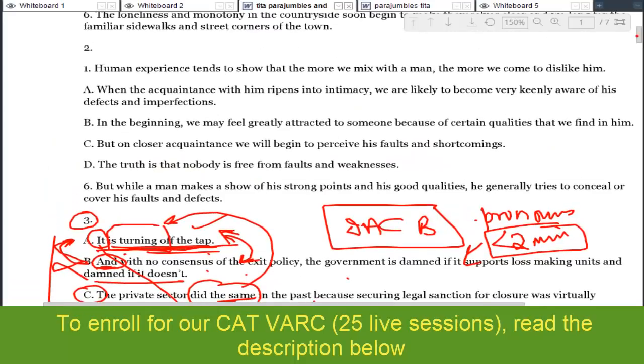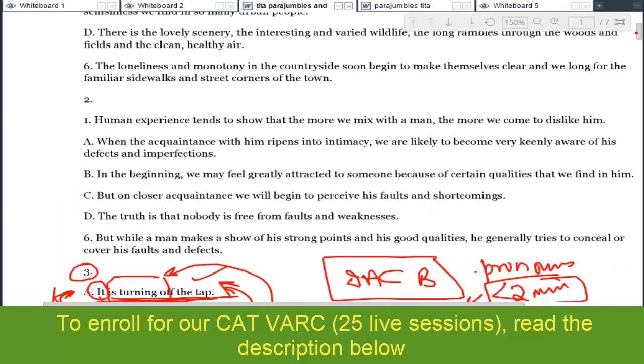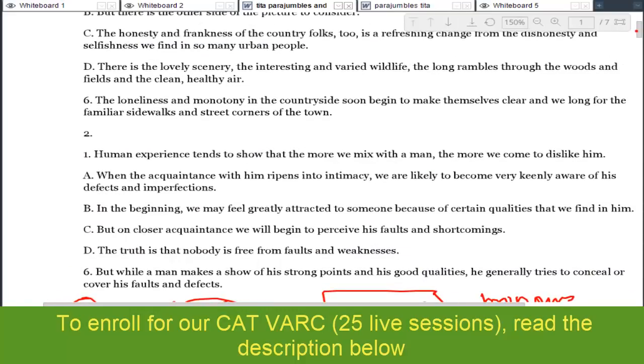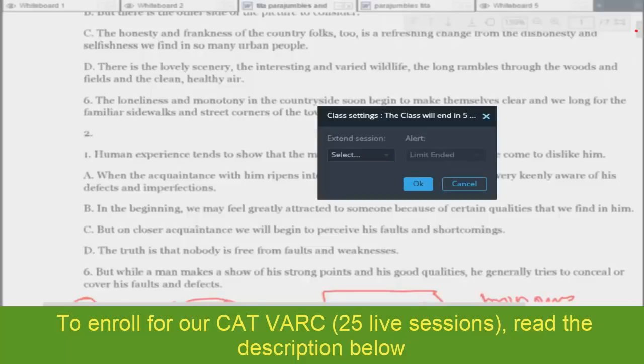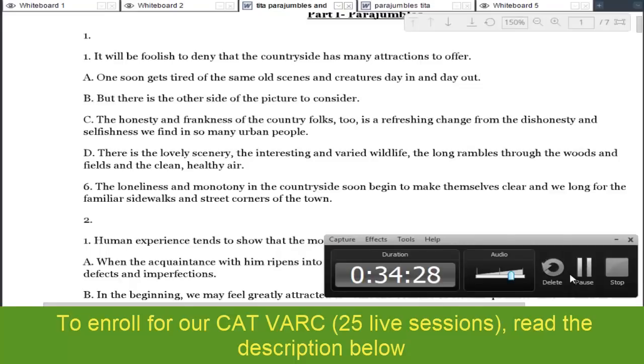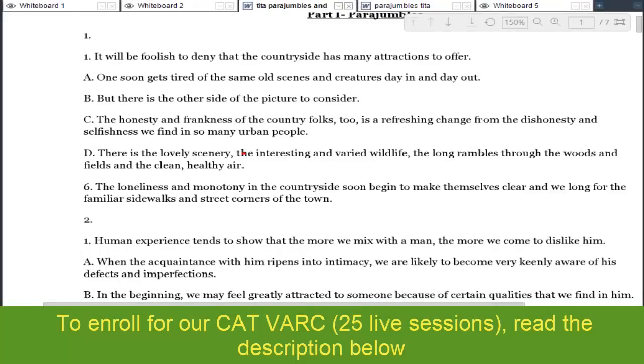So let's take the second and the first questions. We will take two more questions and then try to end the discussion. Okay? Only two more questions, people. Try to finish it. Now there is one big hint here, and the hint is there in the word "but". But there is other side of the picture to consider. That means basically we have two sides of the picture, and before B we have one side, and after B we have the other side.